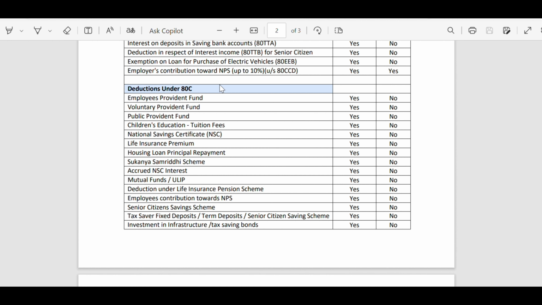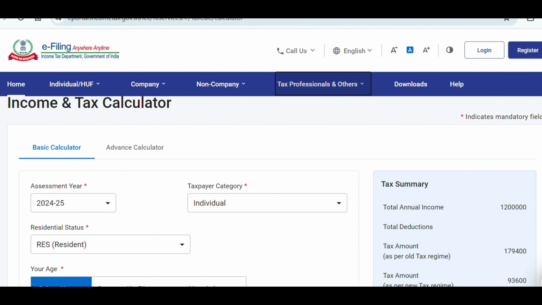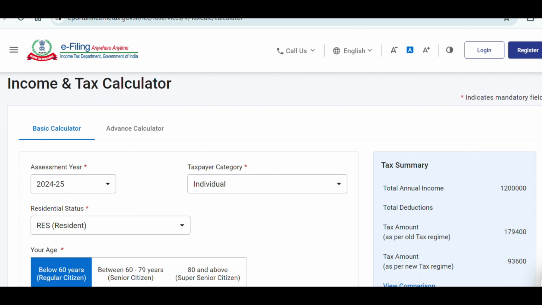So let's dive into the income tax website now. This is the e-filing website where you file your income tax returns every year. So this is April, and we should file the returns for the previous financial year, that is 2023-24, till July 31st. The income tax department allows you to submit your ITR returns.